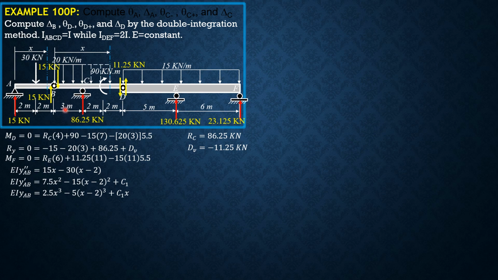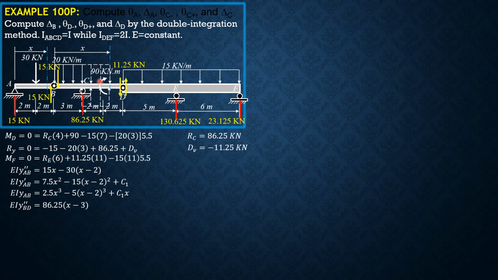So we extend the loading so that it is applicable up to this section here, and we counter it by an upward loading of 20 kilonewtons per meter. So EI y double prime BD is equal to 86.25 times quantity x minus 3. This one, moment about this section here.